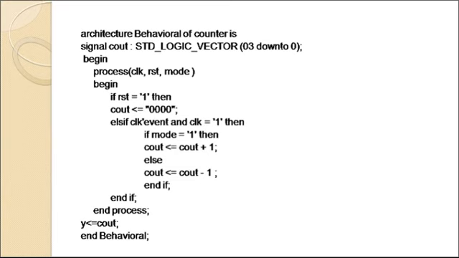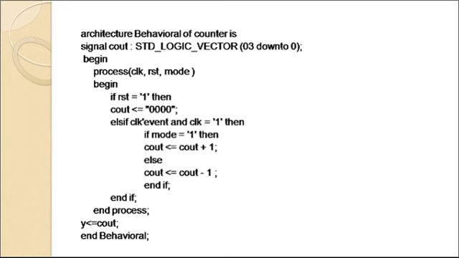Begin. Now the working of counter. How will the counter work? If reset is equal to 1, then C out is assigned 0 0 0 0. It is written in double inverted commas. Means whenever you apply a reset, the value of C out will be 0 0 0.